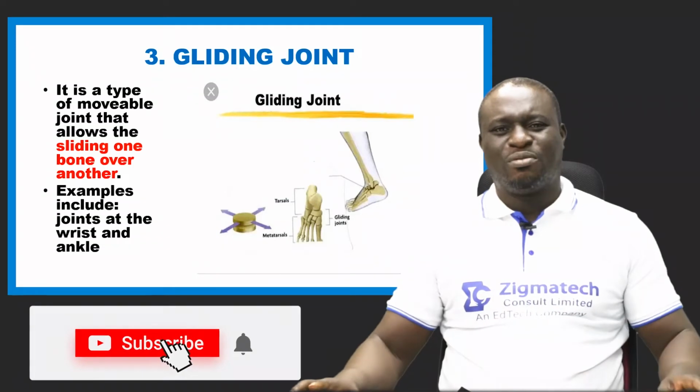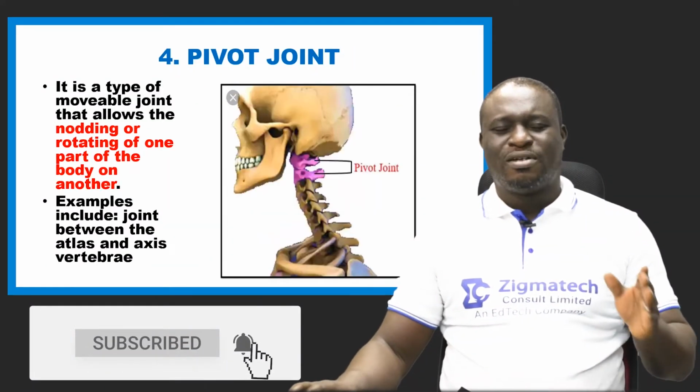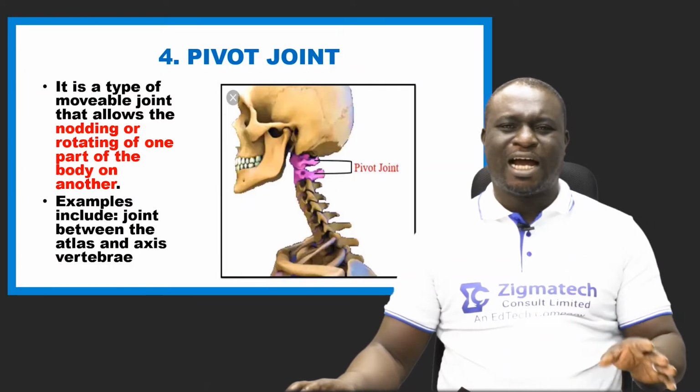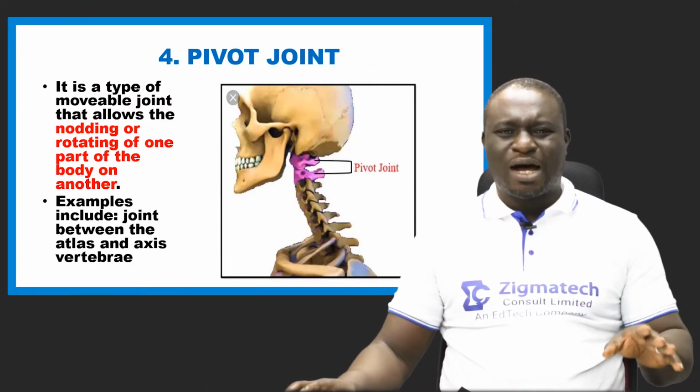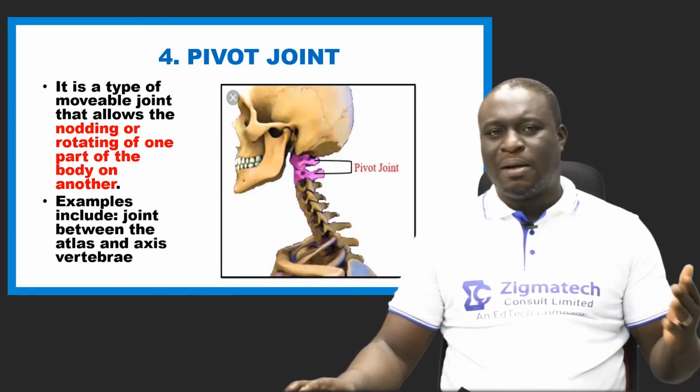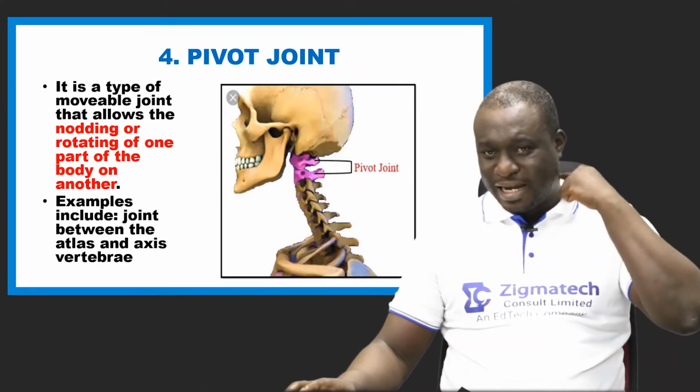And then finally, number 4, we have the pivot joint. Now, the pivot joint is a type of movable joint that allows the nodding and the rotation of parts of the body, mostly the head.